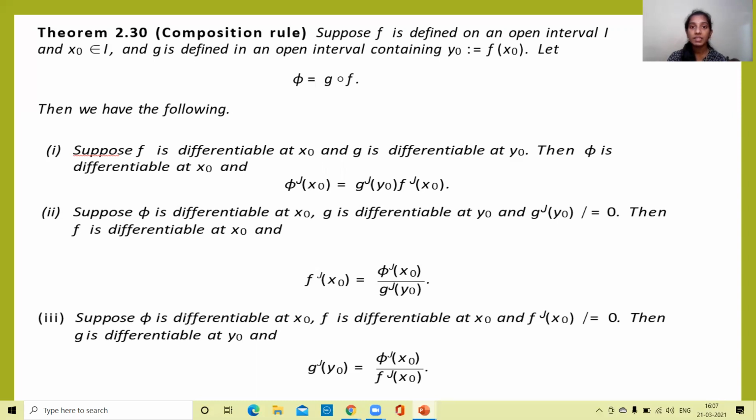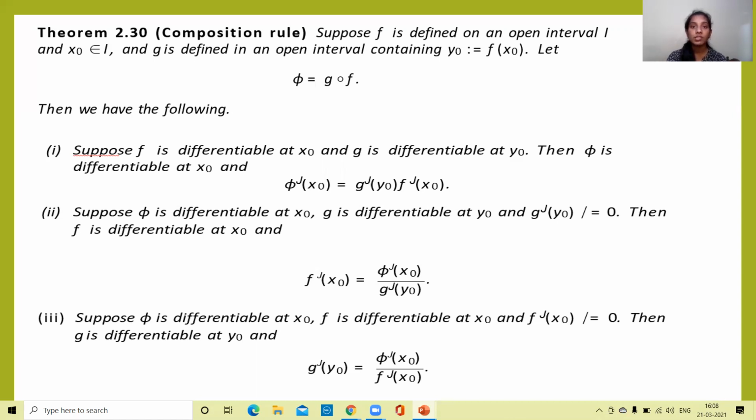Suppose phi is differentiable at x naught and f is differentiable at x naught and f dash of x naught is not equal to 0, then g is differentiable at y naught and g dash of y naught is given by phi dash of x naught by f dash of x naught.